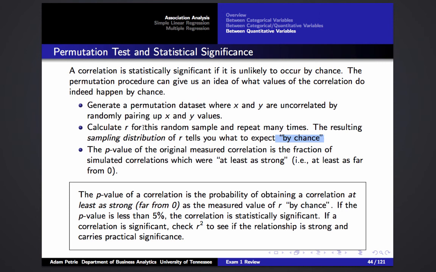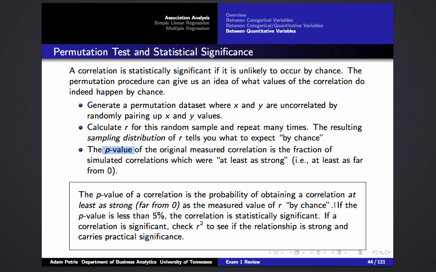to those values. And we measure the p-value, basically the fraction of correlations in the permutation data sets that were at least as strong, in other words, at least as far from zero, either positive or negative, as the one you observed in your data. And so that p-value is essentially telling you the probability of observing at least as strong a relationship just by random chance. X and y have no association.